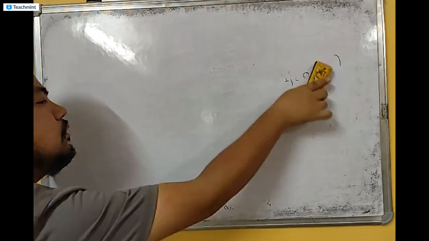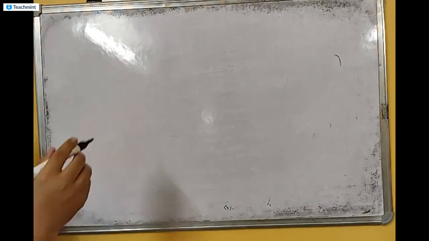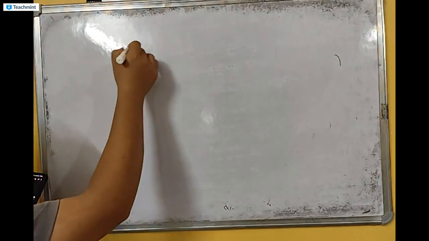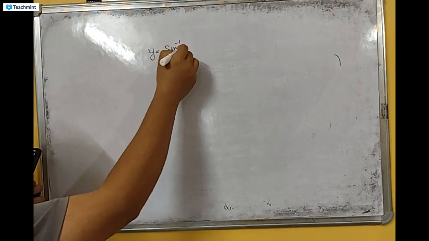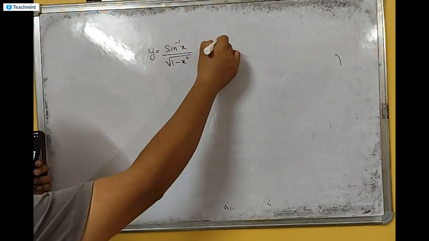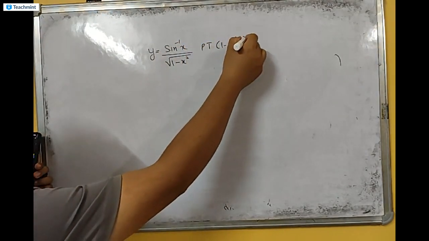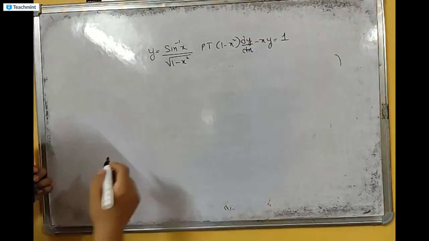So this was the first question. Now we'll move on to the second question, everyone. Let us do one difficult question. I'll do one easy one and one difficult one. Suppose you come across this particular question, question number 2: y equal to sine inverse x divided by under root 1 minus x squared. I have to prove that 1 minus x squared dy by dx minus xy is equal to 1.